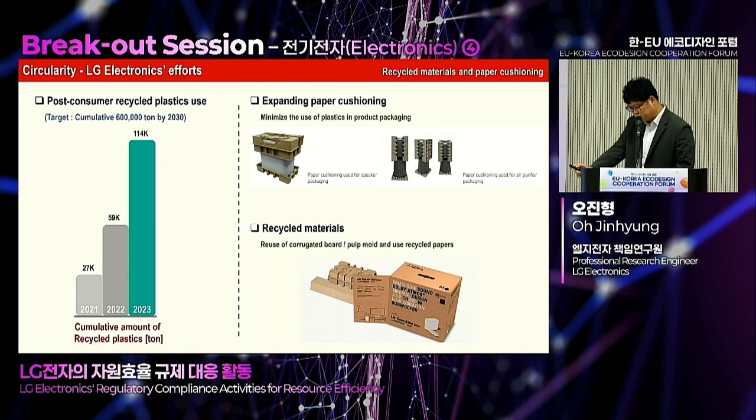And when it comes to post-consumer recycled plastics use, our goal is to have a cumulative 600,000 tons by 2030. And these days, microplastics are a global concern, so we really care about the packaging materials. We are trying to replace plastics with other alternative materials. Plastics are the most used, especially styrofoam, and they will be replaced with paper cushioning and molds.